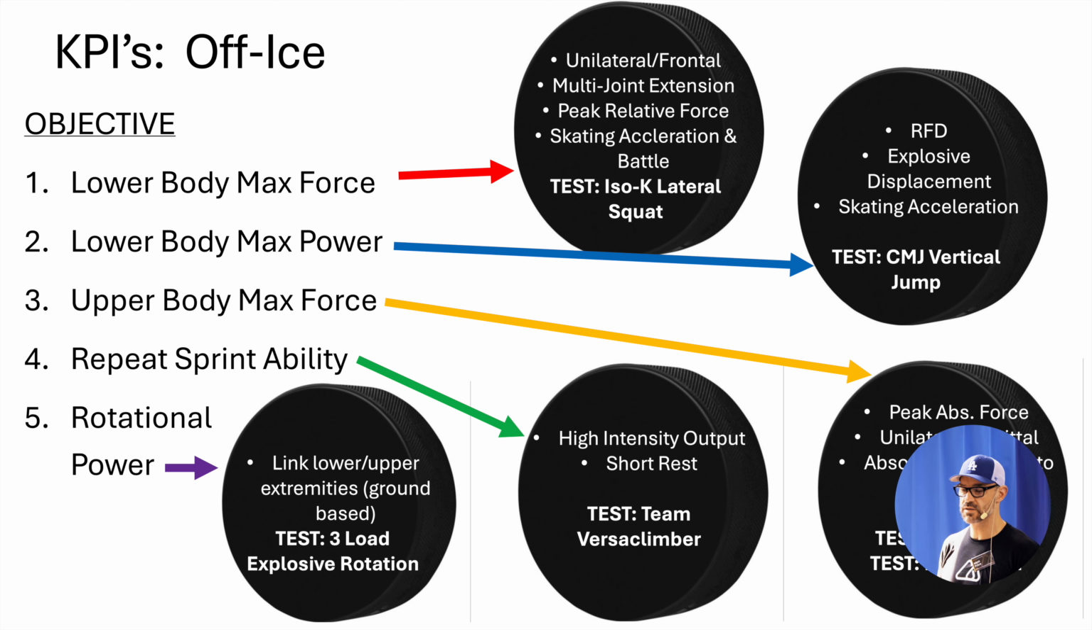First one body weight, second one with 25% of their weight added to a bar, and then we'll go as heavy as 50%. We'll use that for a linear regression to do some load velocity profiling as well. So pretty basic stuff. Upper body max force, we use the Quantum again.